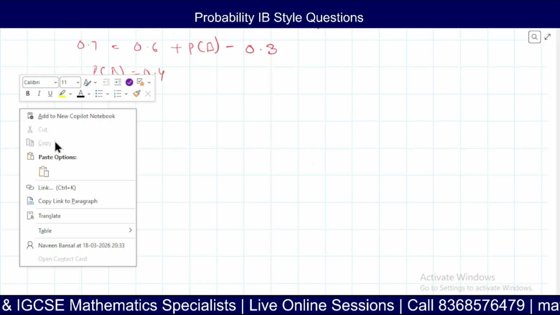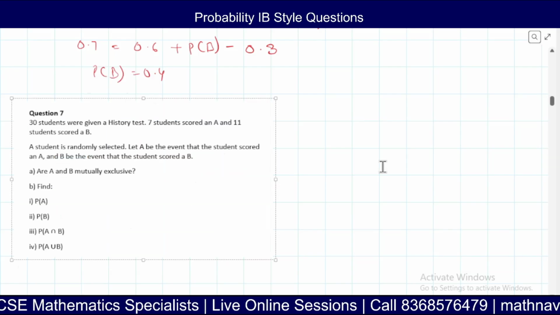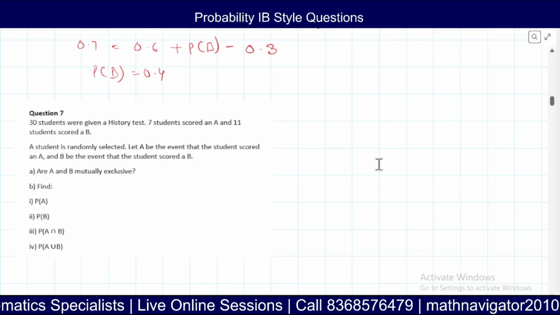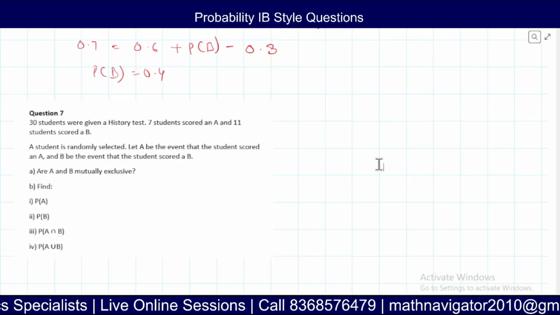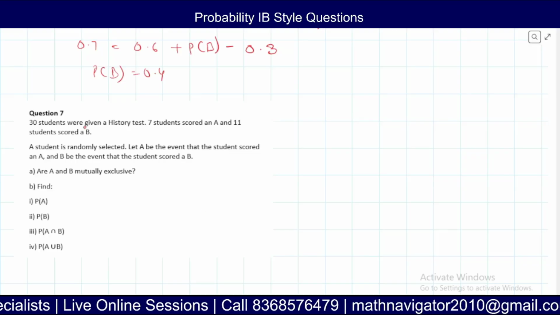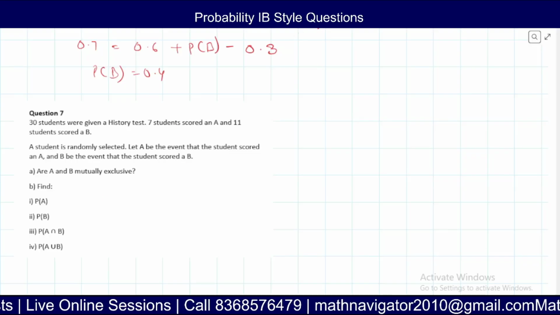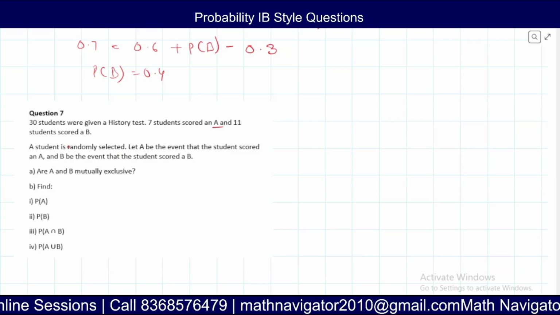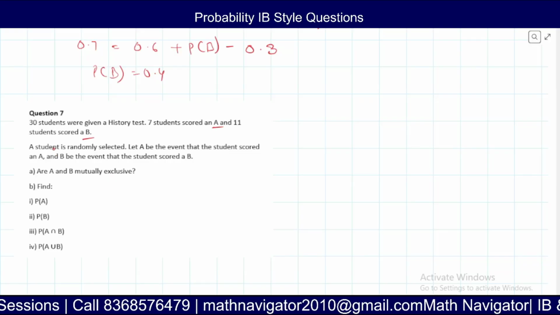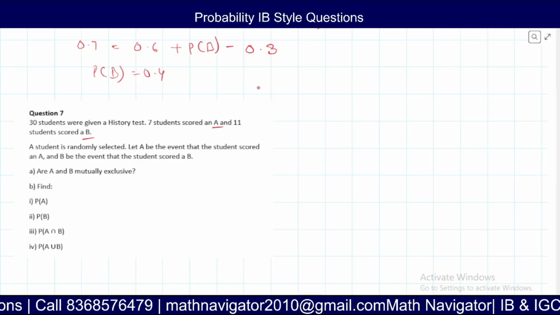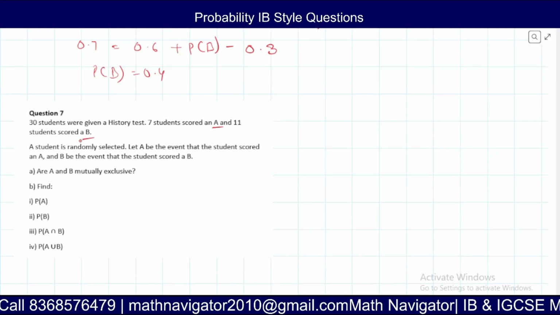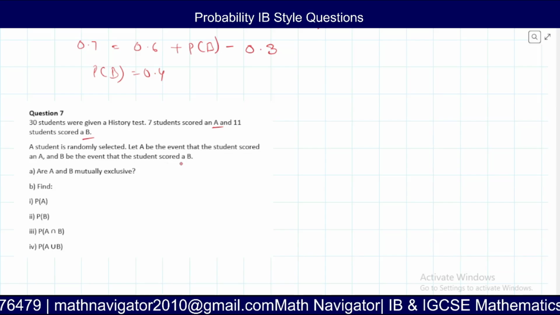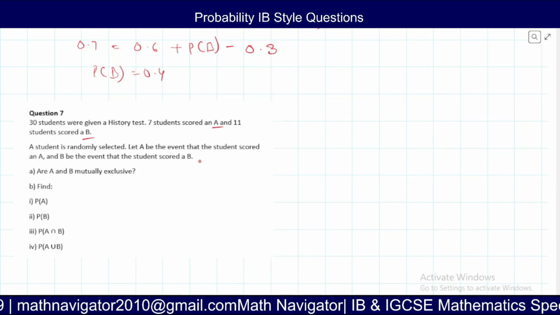See what this question is saying. It says 30 students were given a history test, 7 students scored an A and 11 students scored a B. If I make a Venn diagram for this, a student can either score A or B, right? So 30 students are there, 7 scored A and 11 scored B. A student is chosen at random. Let A be the event that the student scored an A and B be the event that the student scored a B.